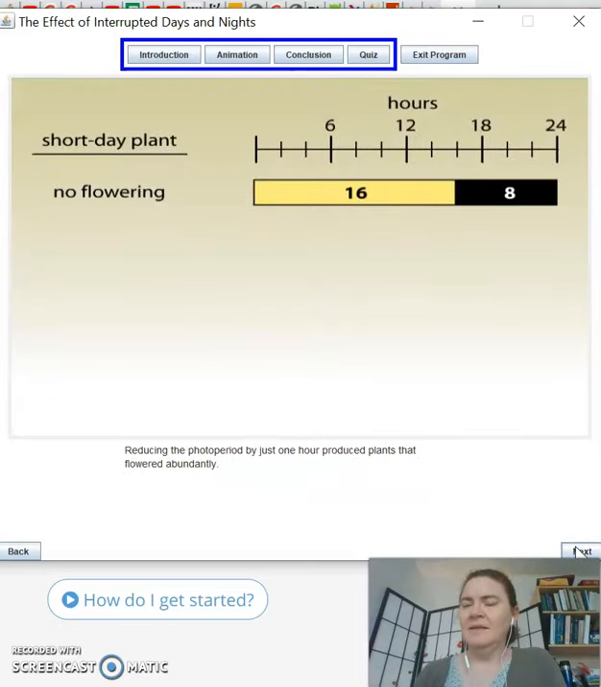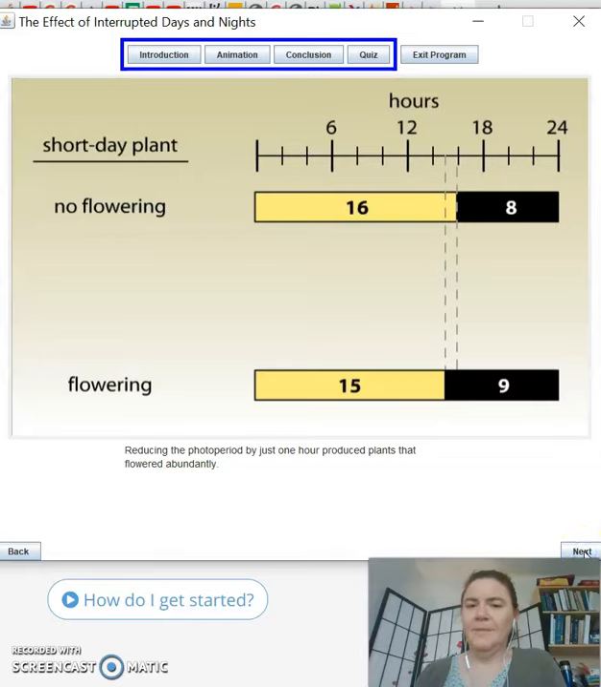Here we see this illustration of 16 hours of sunlight and 8 hours of night, and we see that no flowering occurs. Now, if we reduce it by 1 hour to 15 hours of daylight and 9 hours of darkness, we then see flowering occur.